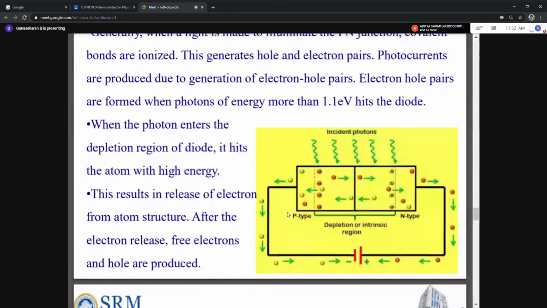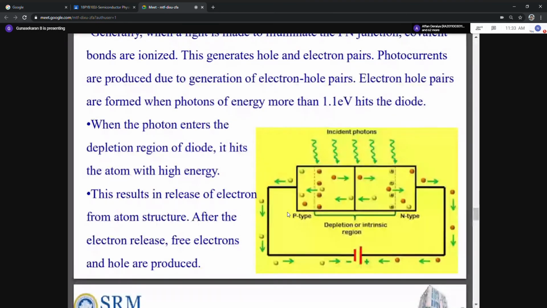Due to this, the electron-hole recombination is prevented for some time. So that is the reason. See here how carriers are generated. When a photon enters the depletion region, it hits the atom with very high energy, and due to this, an electron from the atomic structure is released. After the electron is released, free electrons and holes are produced. So that concept is there.